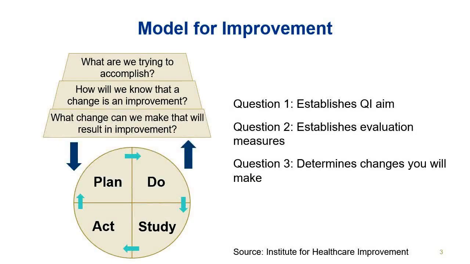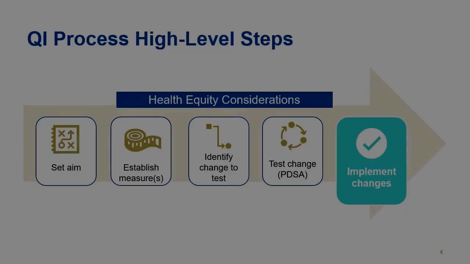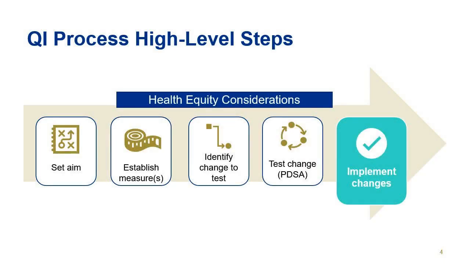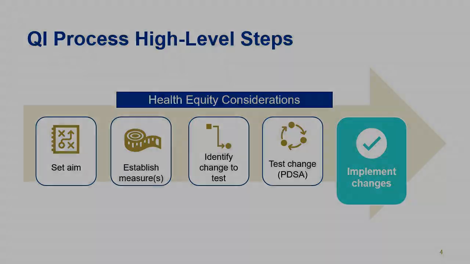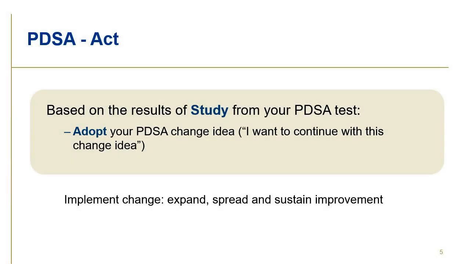After using the PDSA cycle for testing and refining the change, and when you have achieved the results you want, the change is ready for implementation. Implementing your change is the next step in this quality improvement process. As part of the ACT stage of the PDSA cycle, when you achieve the results you want on a small scale and choose to adopt the change, your team must next think about ways to expand, spread, and sustain the improvements. This is referred to as implementing the change.